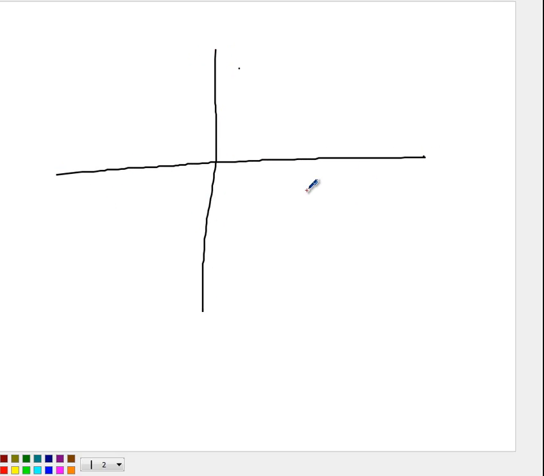I'm not really good at drawing on this board, so bear with me. So let's say I have a straight line. I have arrows here, and that means that the line is going to keep going and going and going.